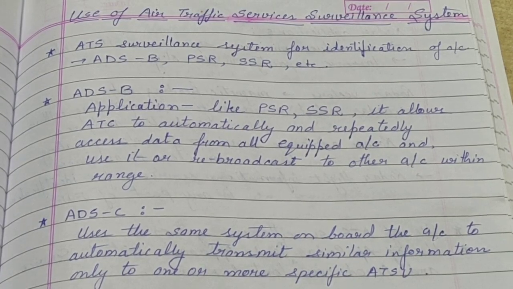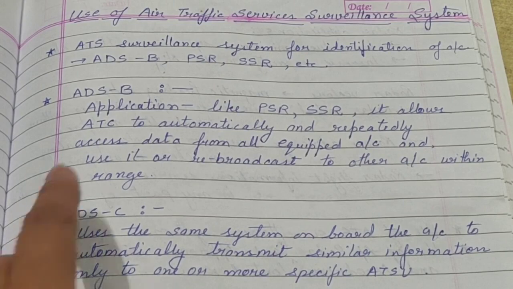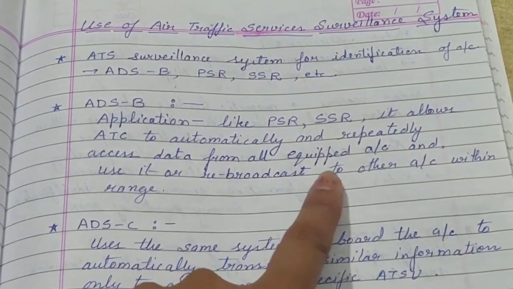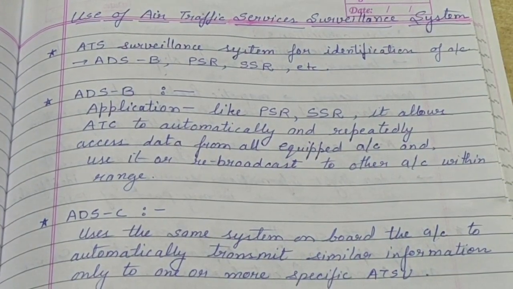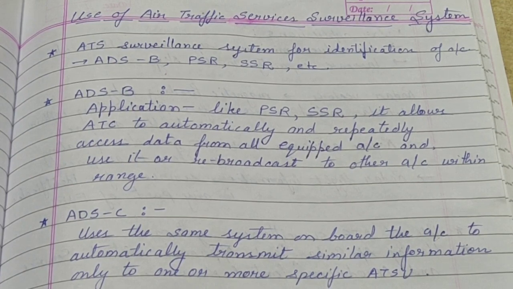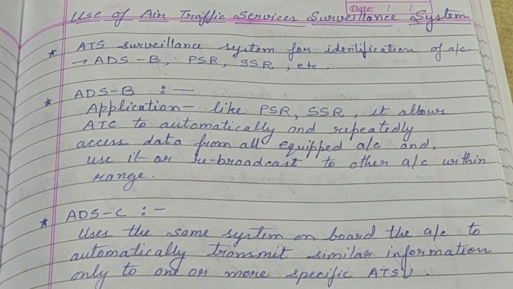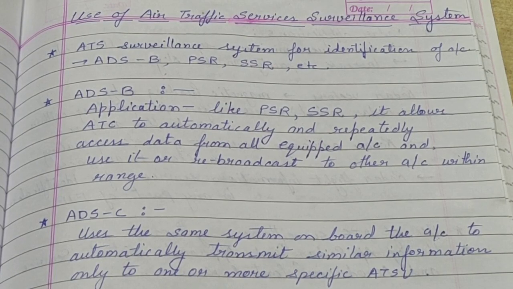ADS-B has the same application as PSR or SSR, and it allows ATC to automatically and repeatedly access data from all the equipped aircraft and use it or rebroadcast it to other aircraft within range. So it automatically and repeatedly takes the information from the aircraft and either uses it for identification, positioning, etc., or rebroadcasts it to some other aircraft which may require the information of that aircraft.